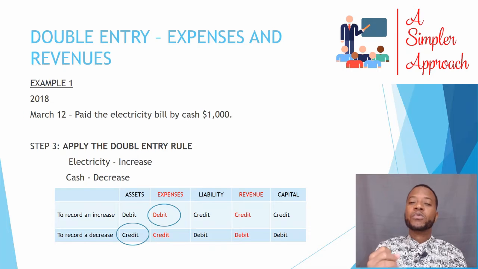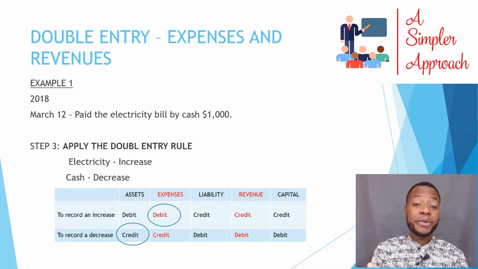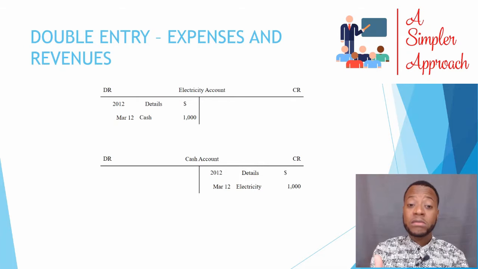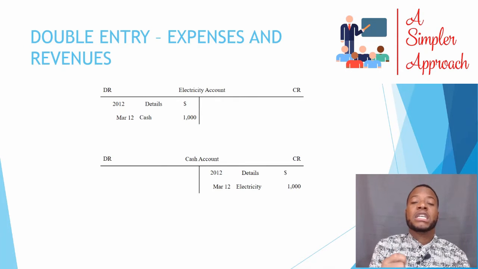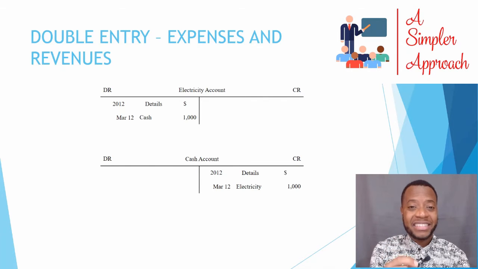Okay? Now, having done all this, we would go ahead and open our accounts and place the transaction in their respective accounts. When that is done, it will look like this. Okay? Our electricity account and our cash account. Remember that when an account is debited, it means the information is placed on the left side. When an account is credited, it means the information is placed on the right side.